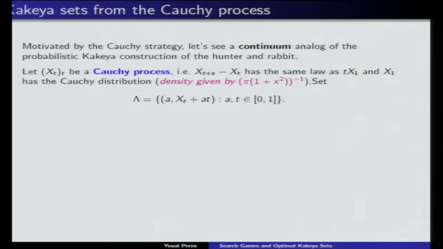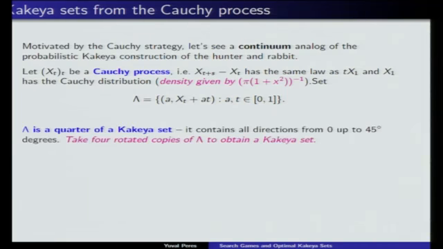So again, the Cauchy process has the property that x_{t+s} minus x_t has the same law as s x_1. There is a typo here. And x_1 has the Cauchy distribution. Now here is the Kakeya set. Look at all points of the form a x_t plus at, where a is in [0,1]. So I claim this is, again, a quarter Kakeya set. It contains all directions from 0 up to 45 degrees.